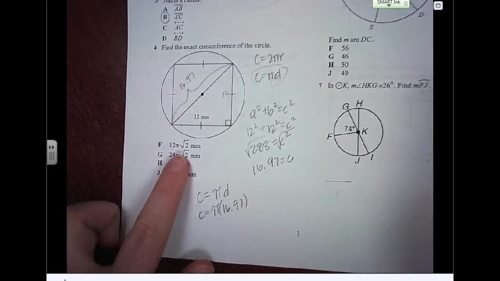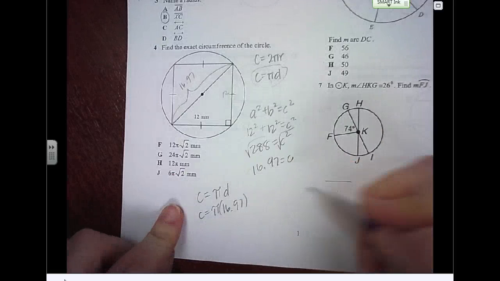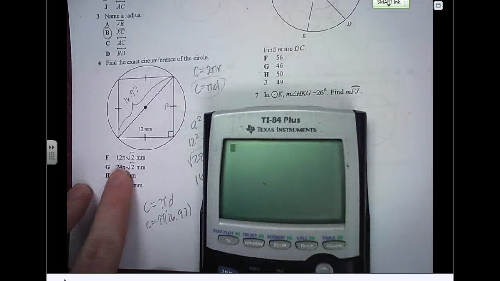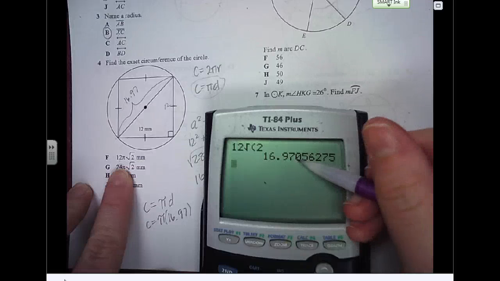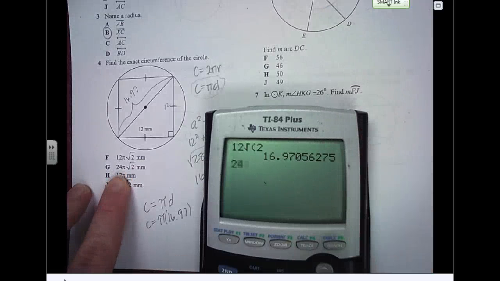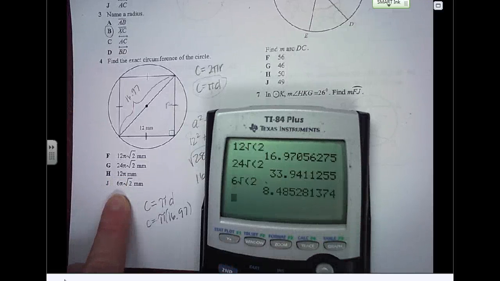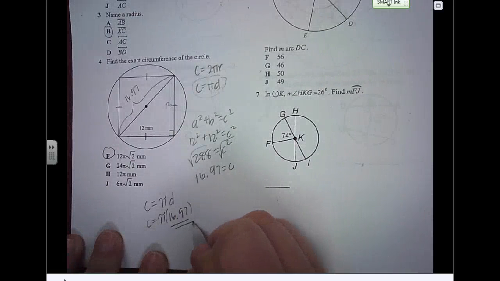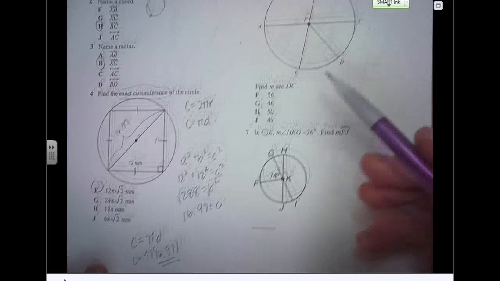Now here, this one's left in square roots, and I didn't reduce the square root, so let's just see which one matches the 16.97. So in my calculator, I would put in 12 square root 2. And there you go, the first one matches 16.97. If I put in the next one, just to see, that one doesn't match. This one's just 12, and then this one is 8.48. So this first one matched this decimal. Remember, exact circumference means you don't multiply out the pi, you just leave it in.